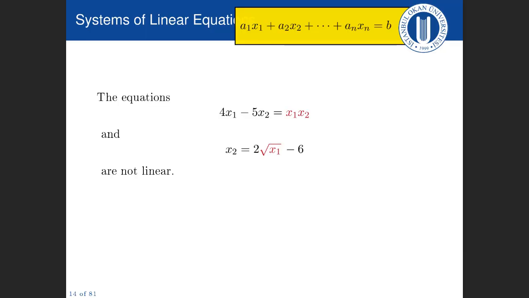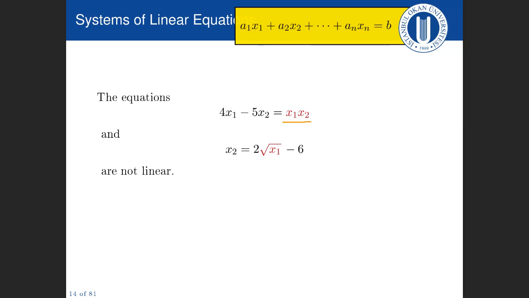These two equations are not linear. They don't look like the standard form. It's not possible to rearrange them so they are the same as the standard form. The first one has variable multiplied by variable. We can't have anything like that in a linear equation. Nothing more complicated than number variable plus number variable plus number variable.